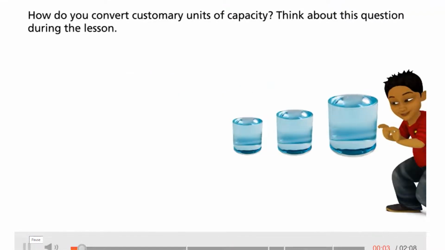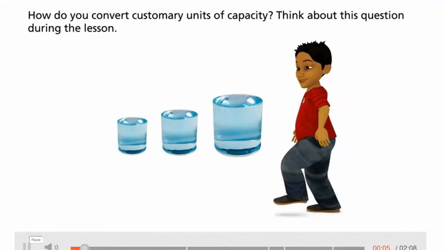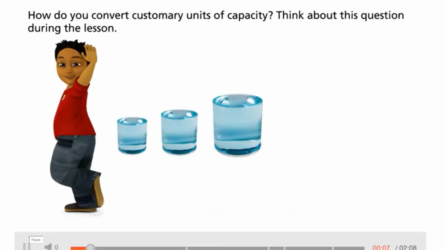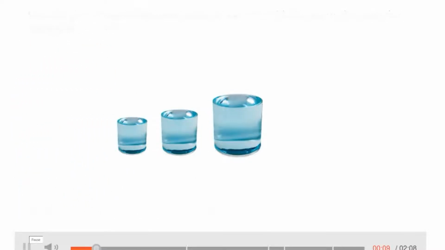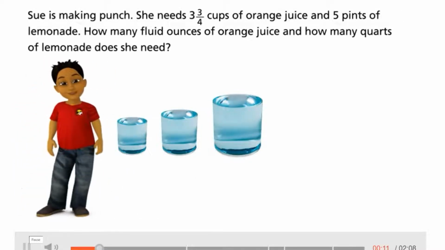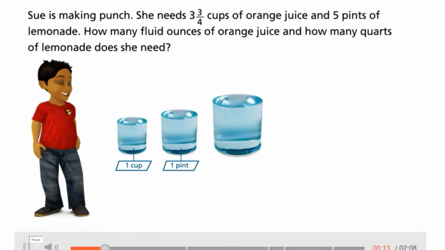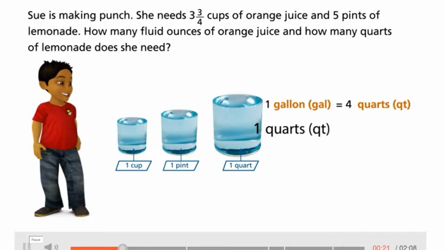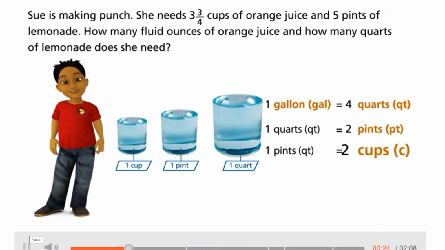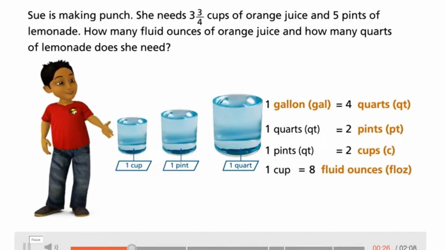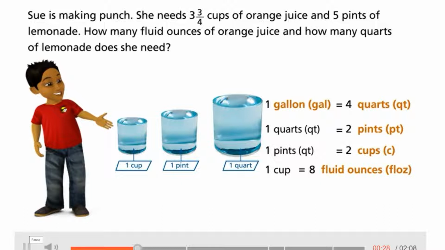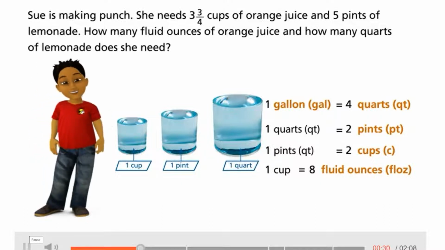How do you convert customary units of capacity? Think about this question during the lesson. Sue is making punch. She needs 3 3/4 cups of orange juice and 5 pints of lemonade. How many fluid ounces of orange juice and how many quarts of lemonade does she need? You can multiply or divide to get from one unit of capacity to a different one.